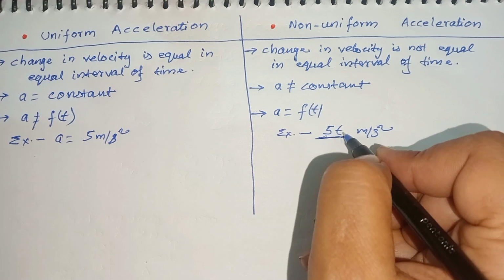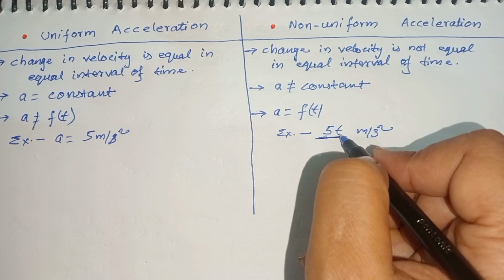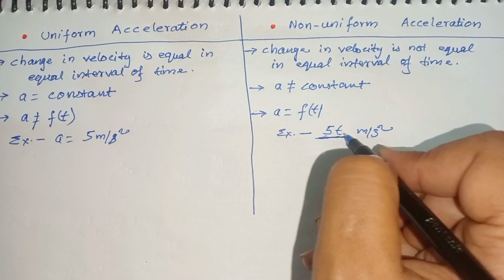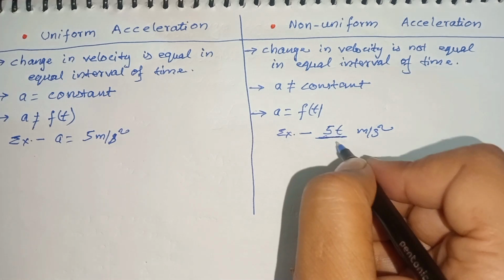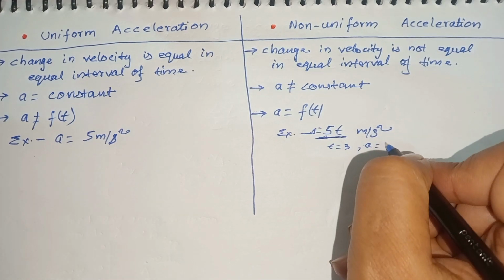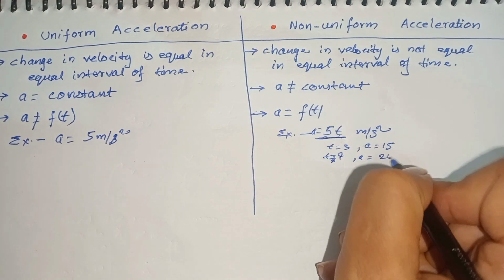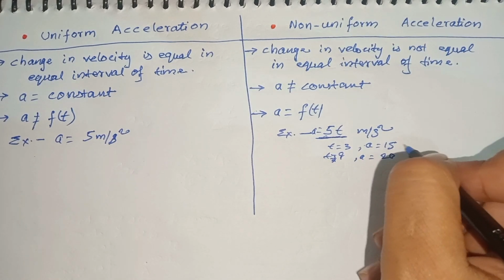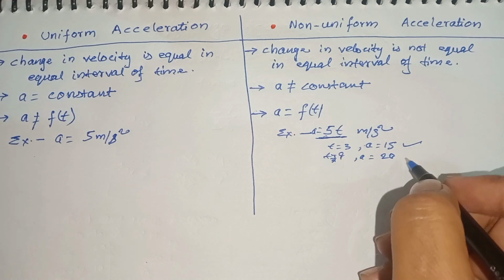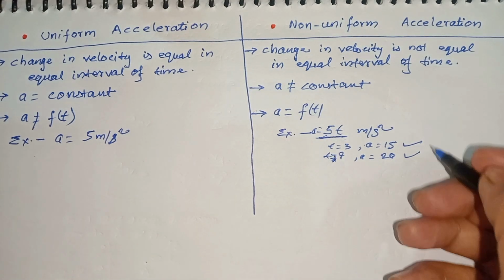It means for t equals 3 seconds, it will be 15, and for t equals 4 seconds, it will be 20. At t equals 3, acceleration will be 15; at t equals 4, acceleration will be 20. It is varying every time. One time it is 15, another time it is 20, so it is not uniform.